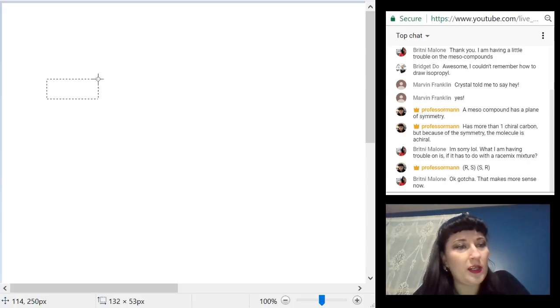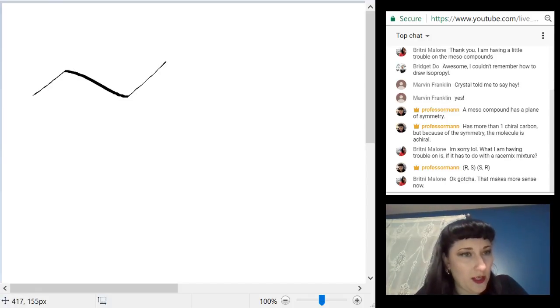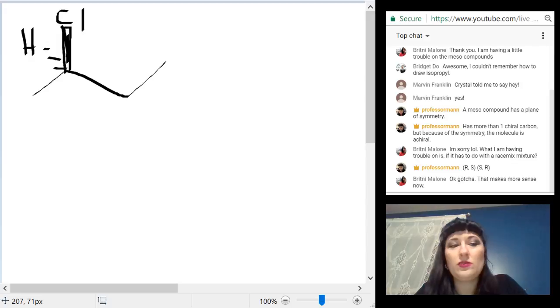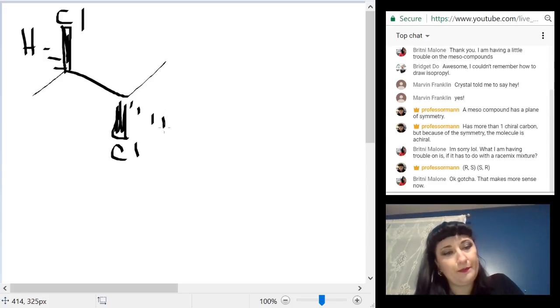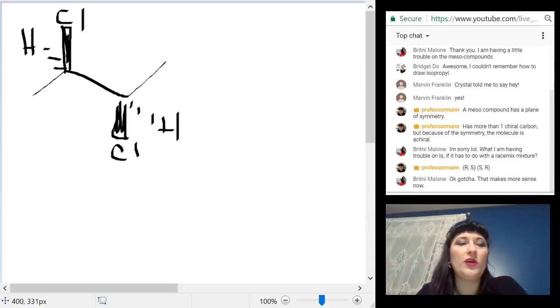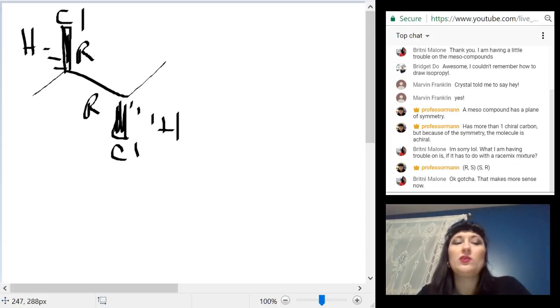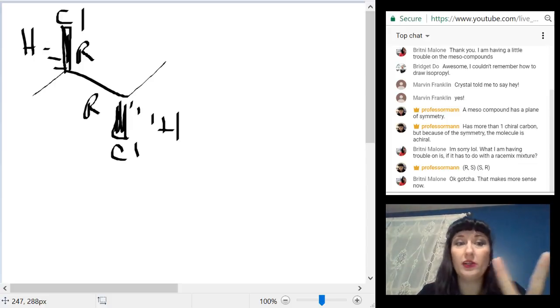Yeah. So on that note, Brittany, let's say I have something like this. As it is right now, I have one chiral carbon on there. Let's put on another. So what I just drew, the first one here has R stereochemistry, and this one also has R stereochemistry. So the enantiomer of that would be S S. Those are two different molecules.